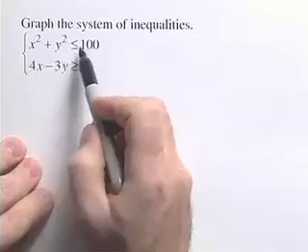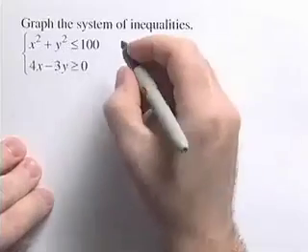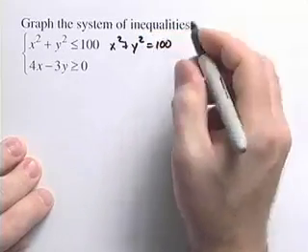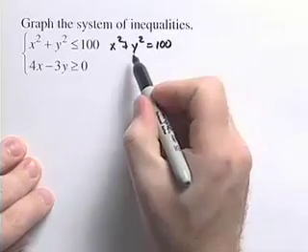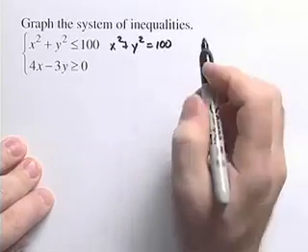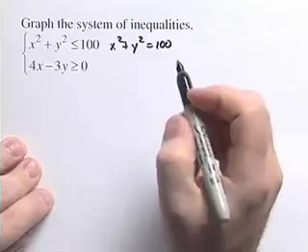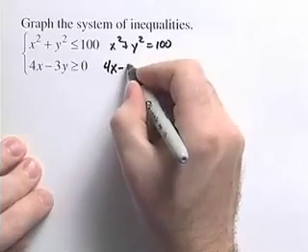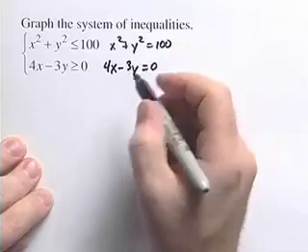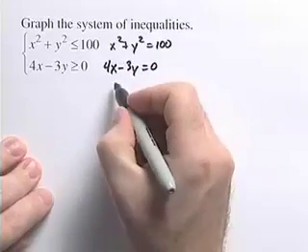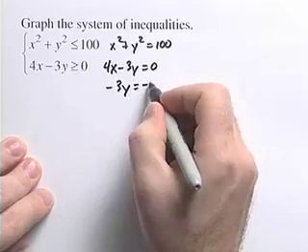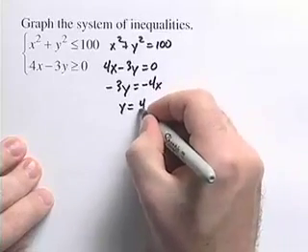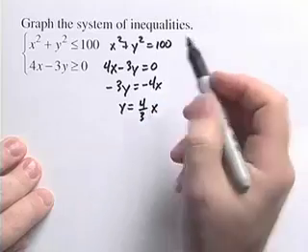See that the first inequality here, if we consider the equation x squared plus y squared equal to 100, is going to give us the graph of a circle. The center will be at the origin, and it'll have a radius of 10 because 10 squared is 100. Our second inequality, if we consider it as an equation, 4x minus 3y equals 0. If we solve this for y, we'll get negative 3y equals negative 4x, or y is equal to 4/3 x.